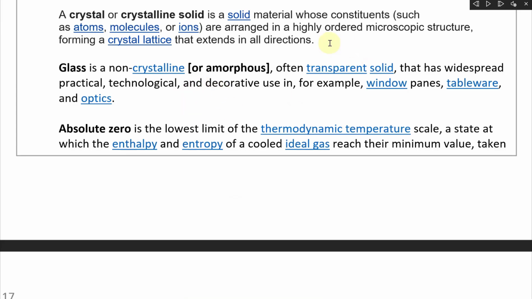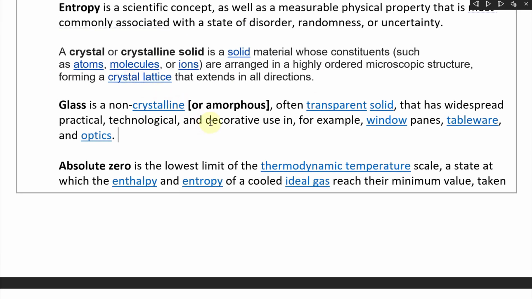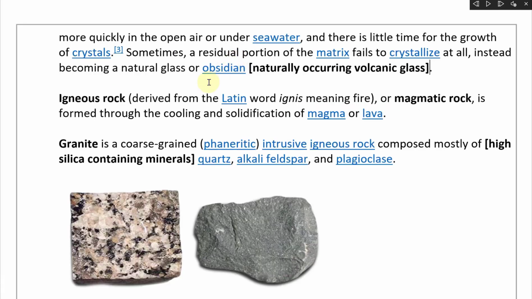And here I just skipped all the way back here. So glass, just a refresher, is a non-crystalline or amorphous, often transparent solid that has widespread practical, technological, and decorative use in, for example, window panes, tableware, and optics. Basically it does not have a crystalline structure. And this obsidian is just a naturally occurring volcanic glass, so just a type of glass.